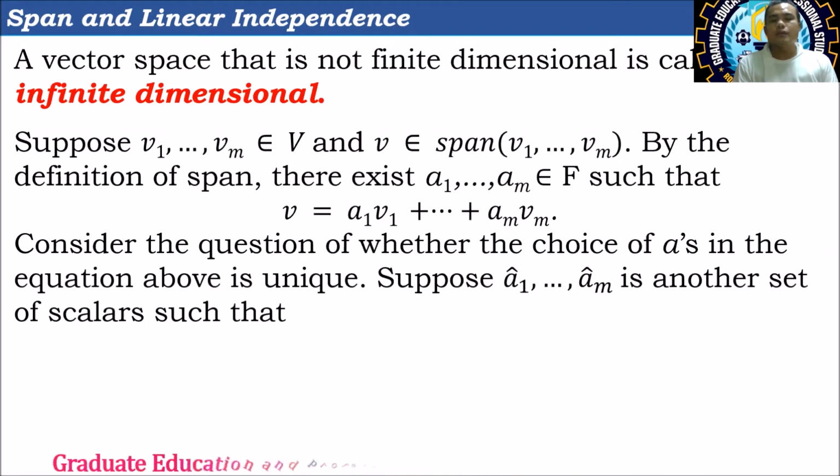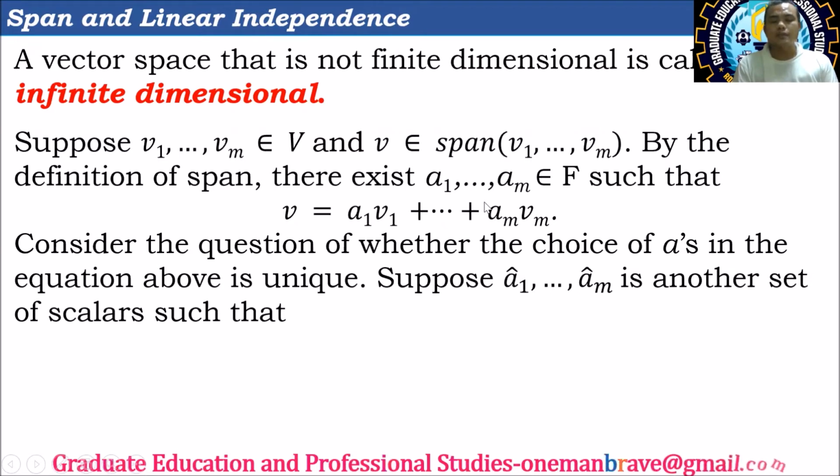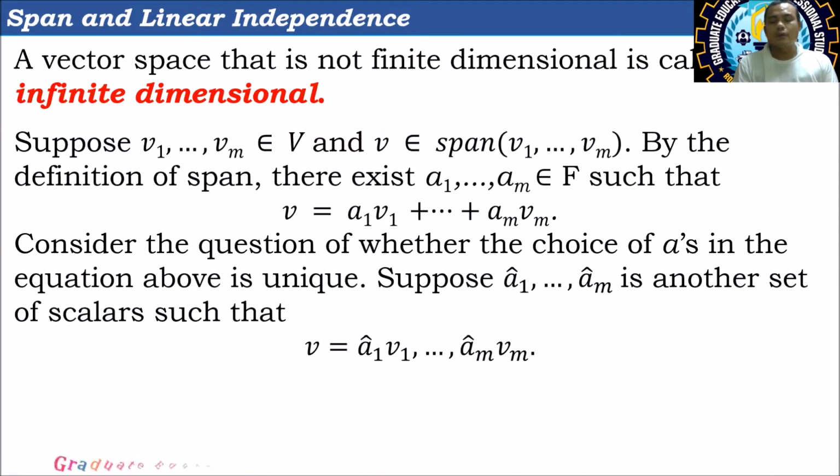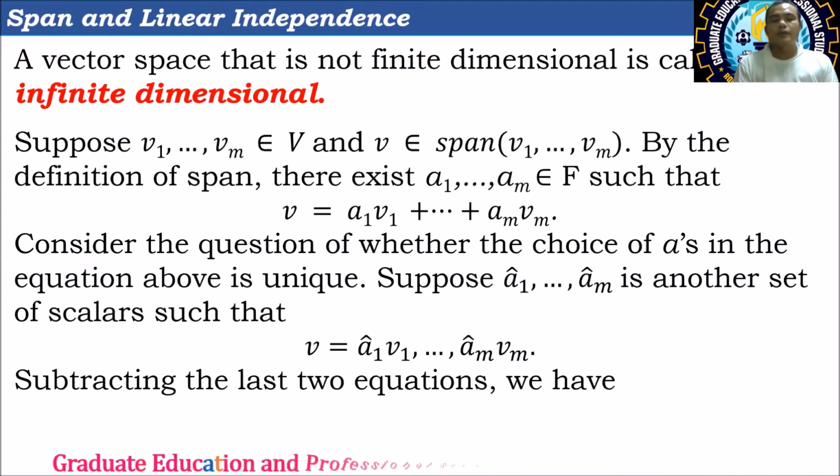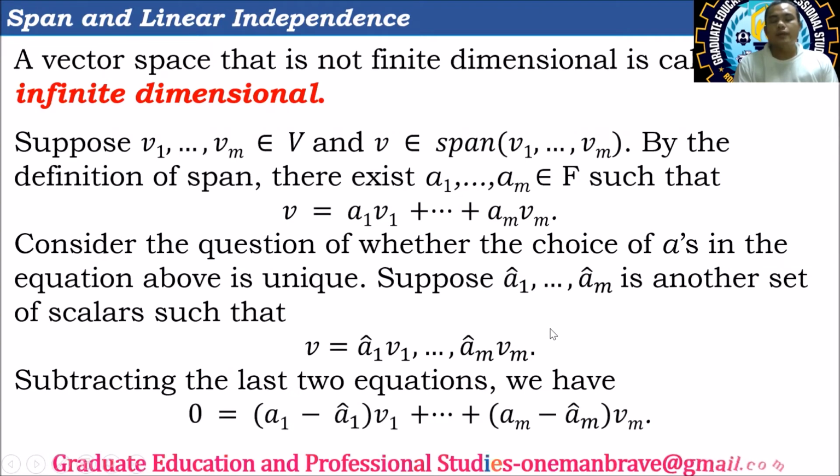So consider whether the choice of a's in the equation above is unique. Suppose a1' to am' is another set of scalars such that v is equal to a linear combination a1' v1 + ... + am' vm. Subtracting the last two equations, we will have (a1 - a1') v1 + ... + (am - am') vm, which is equal, of course, to 0.